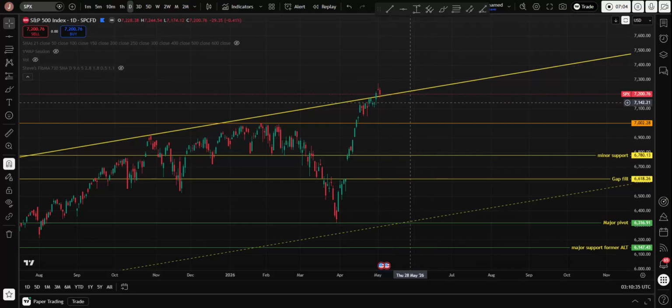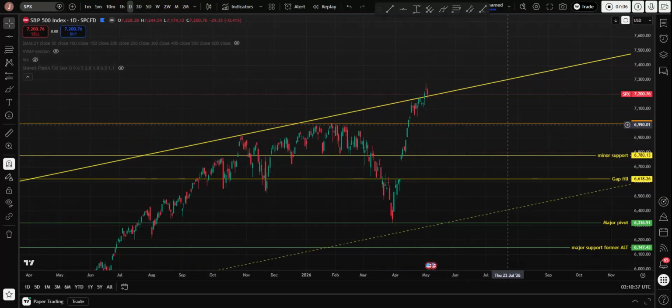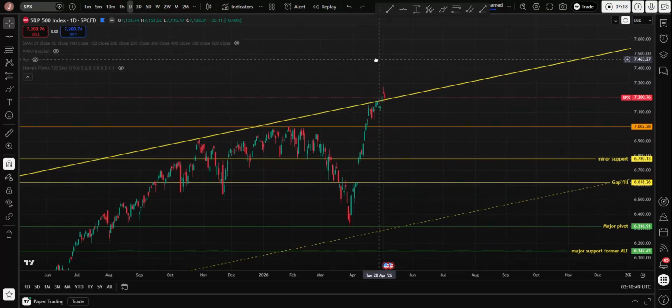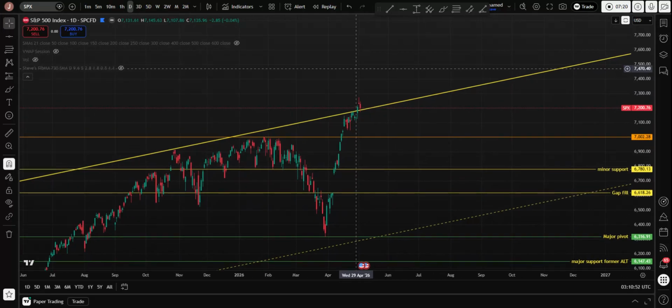Plus the Nvidia chart that we were talking about before, and the 10-year bond that we were talking about, which is showing a bull flag. All those posts are on my channel if you want to check them out, and they give more credence, more factors as to why I think there's going to be a pullback here.